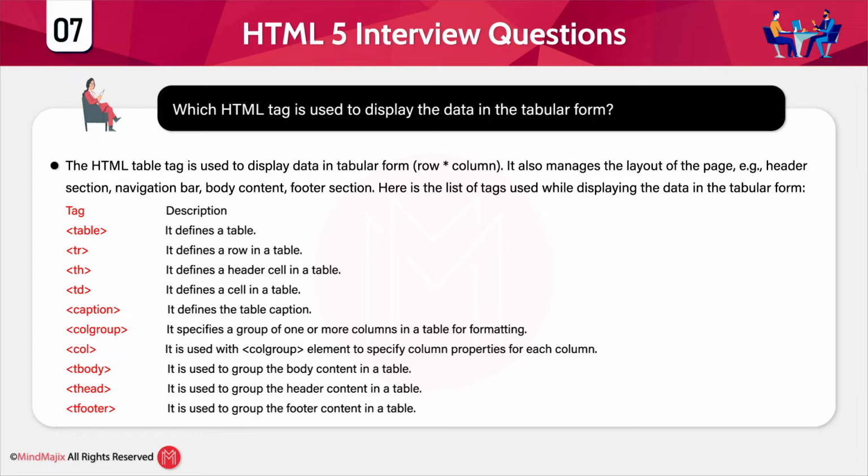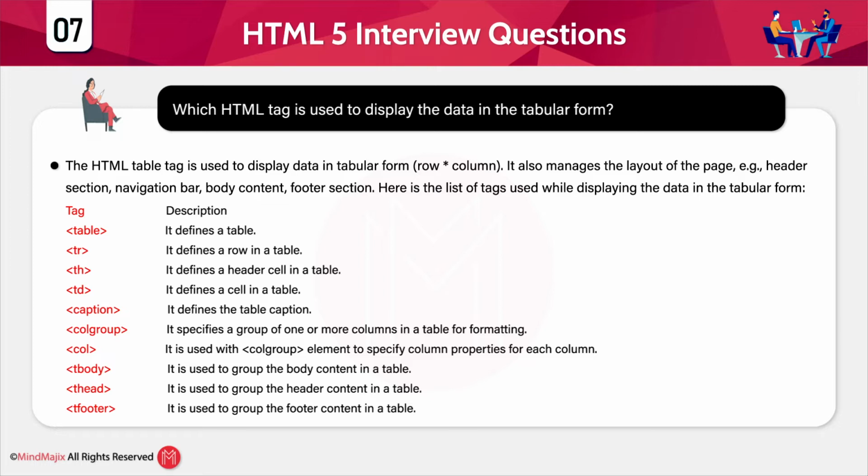See, the table tag, this is the parent tag. It defines a table. And the tr tag defines a row in a table. The th, table header, defines a header cell in the table. The td, table data, defines a table cell in the data. Caption defines a table caption, the purpose of the table which is written. Colgroup specifies the group of one or more columns in a table for formatting. And col is used with the colgroup element to specify the column properties for each column.